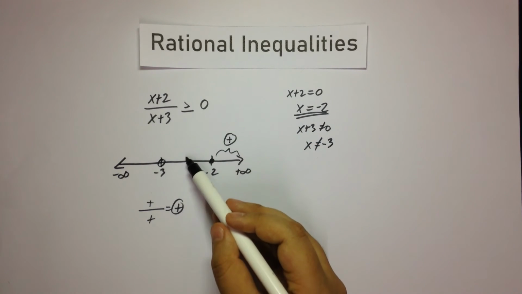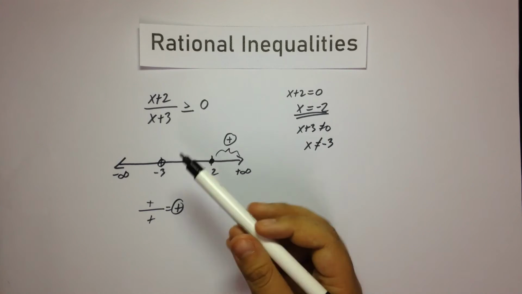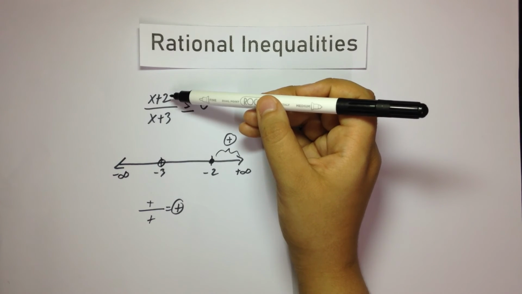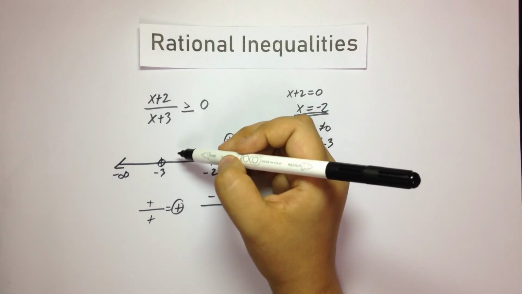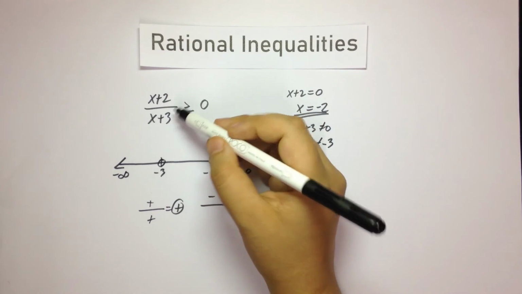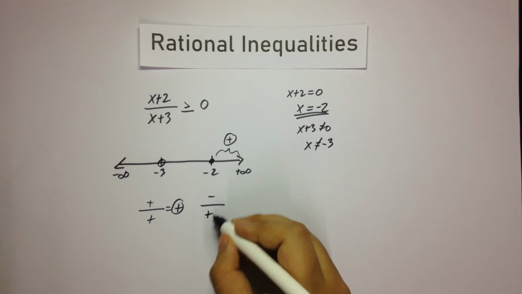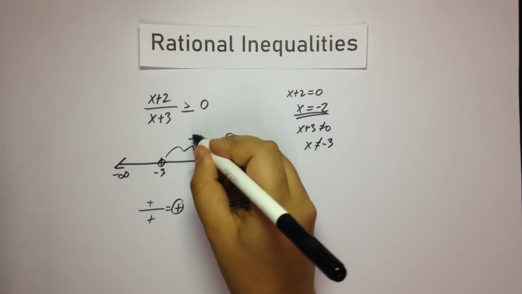So next, let's have a number over here. So let's say -2.5. So -2.5 plus 2 over here would be -0.5. So it would be a negative sign. Over -2.5 plus 3 over here would be a positive 0.5. So negative divided by a positive would be a negative. So this region over here would be a negative.